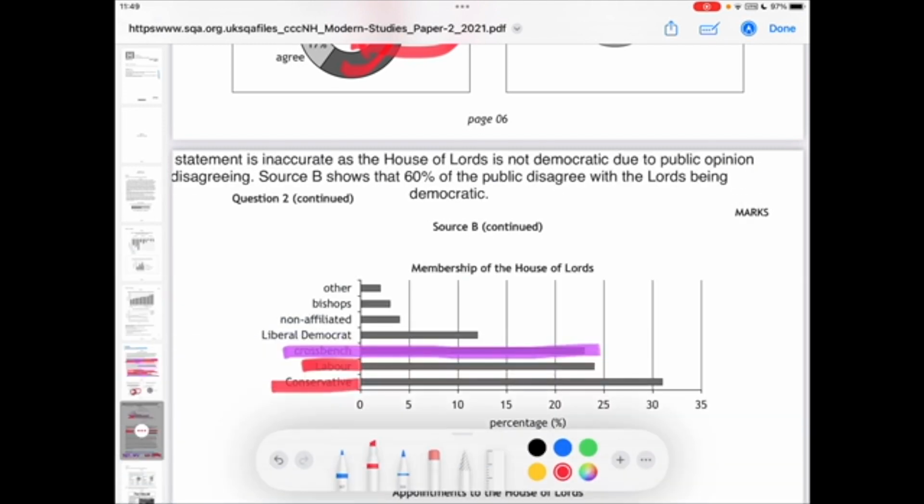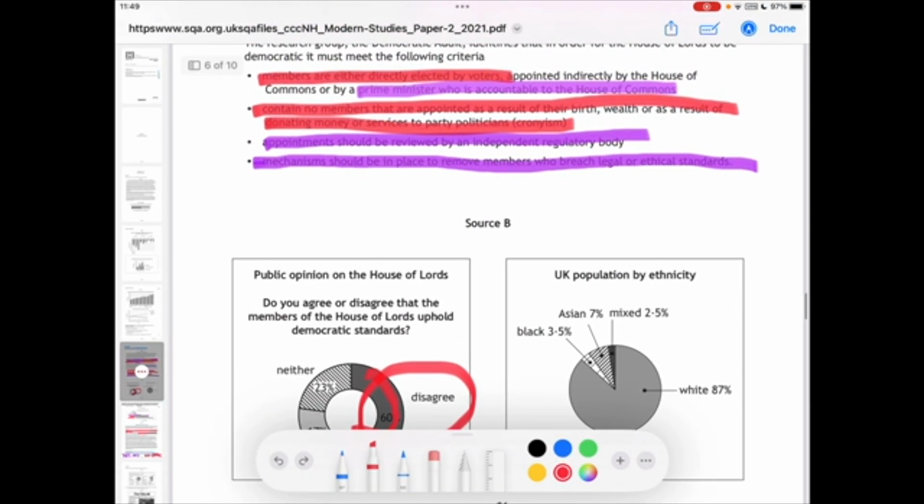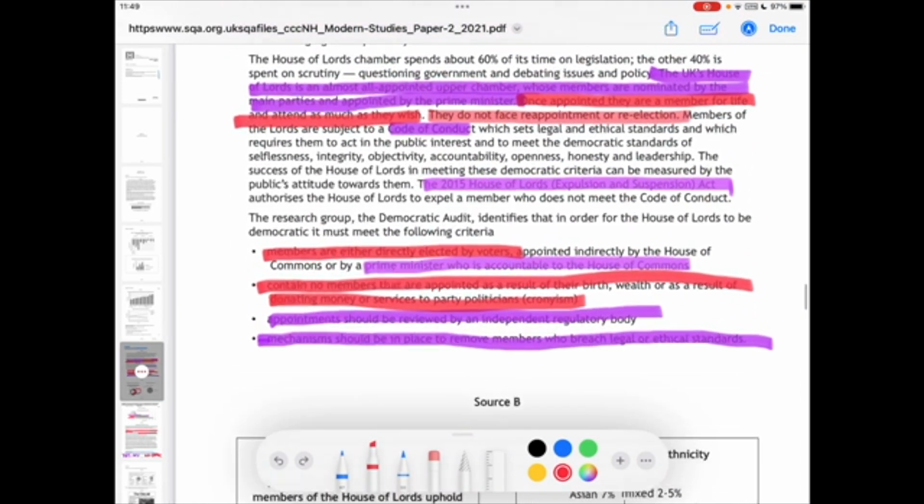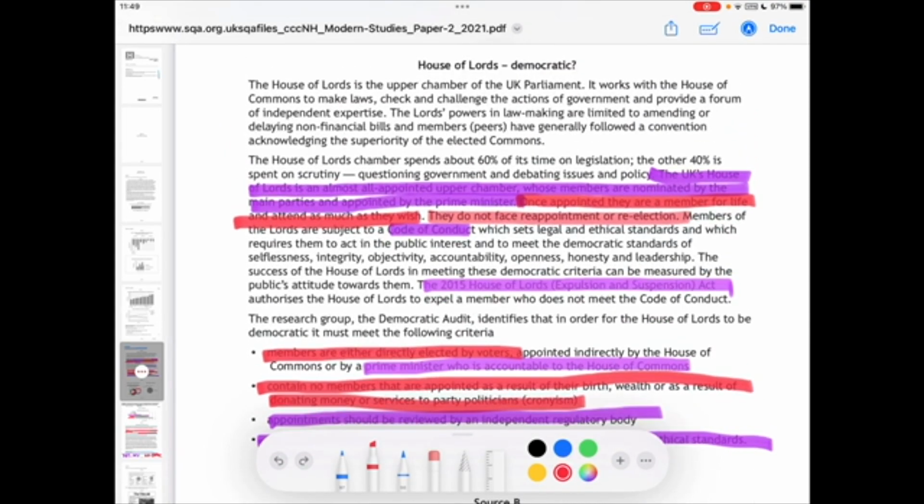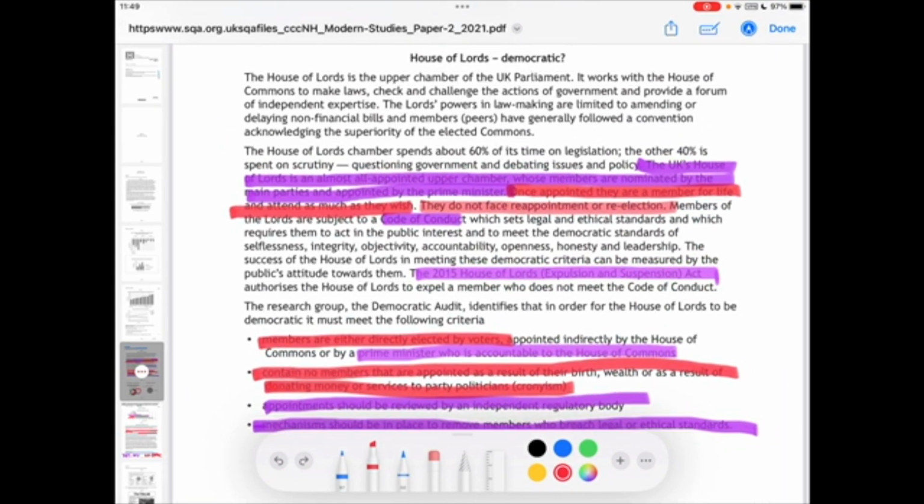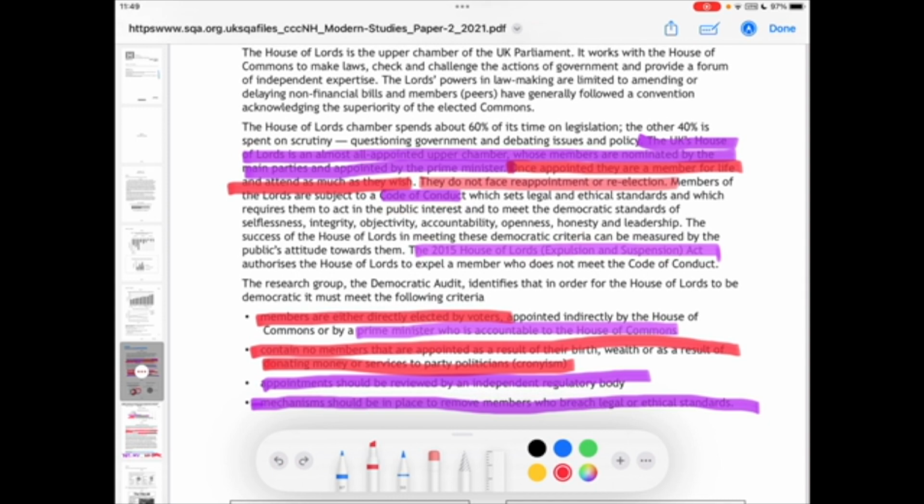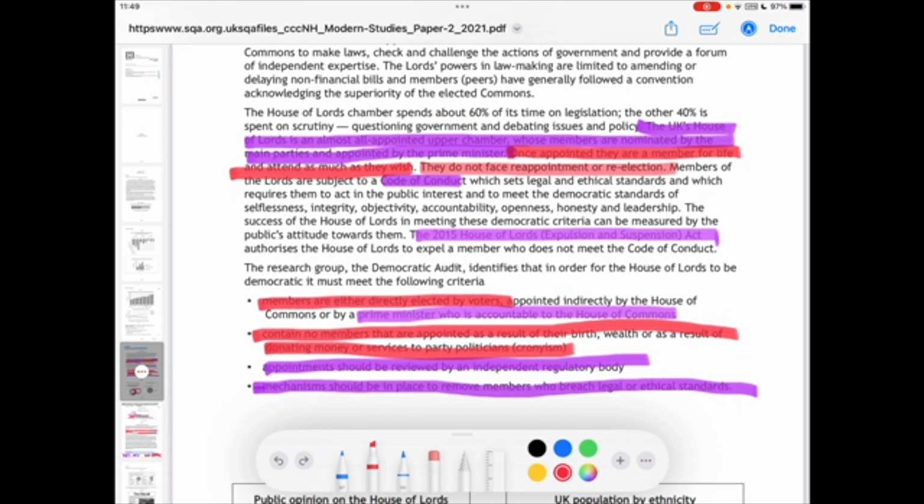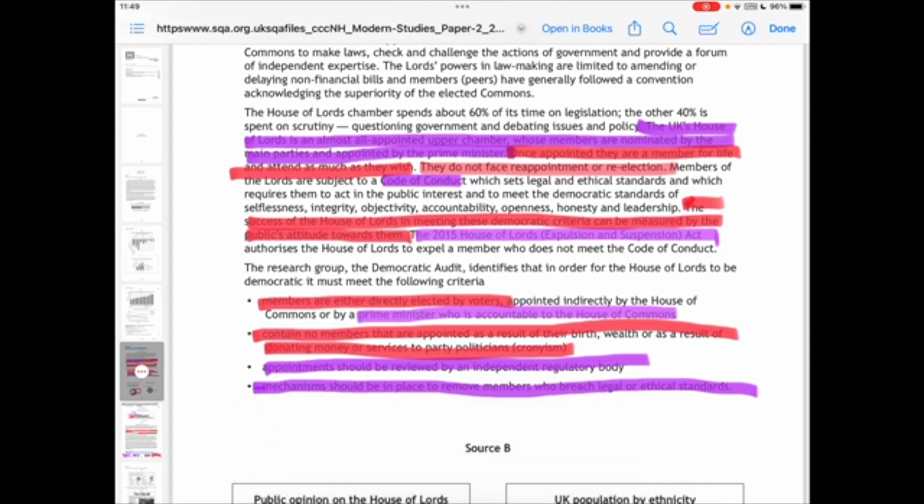Then we need a second source that says something about the public opinion. So let's have a wee look for something else that we've highlighted so far. Nothing there. We could actually say this one here: the success of the Lords in meeting these democratic criteria can be measured in the public's attitude towards them. That's a pretty good statement. So if I just quote that.